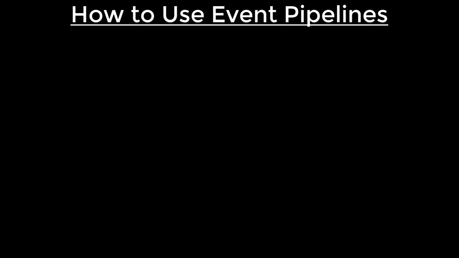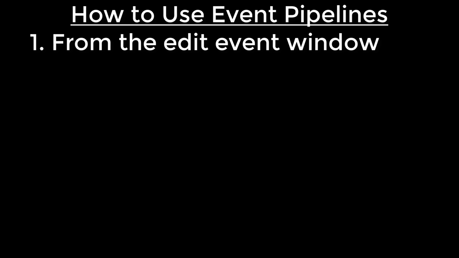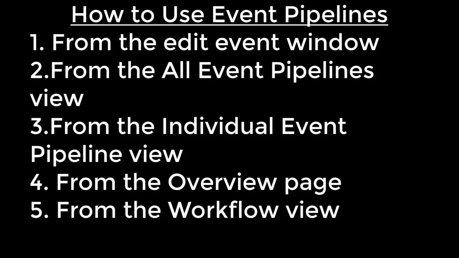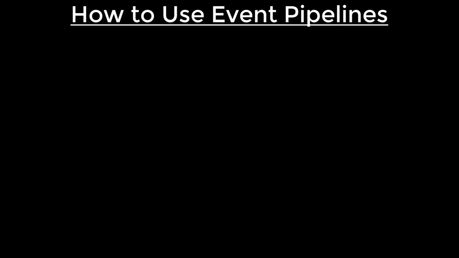There are various ways to mark a pipeline stage as completed. Those options are listed below. From the Edit Event, Session, or Appointment window, from the All Event Pipelines view, from the Individual Event Pipeline view, from the Overview page, from the Workflow view. We are going to step through each option so that you can see them in action.